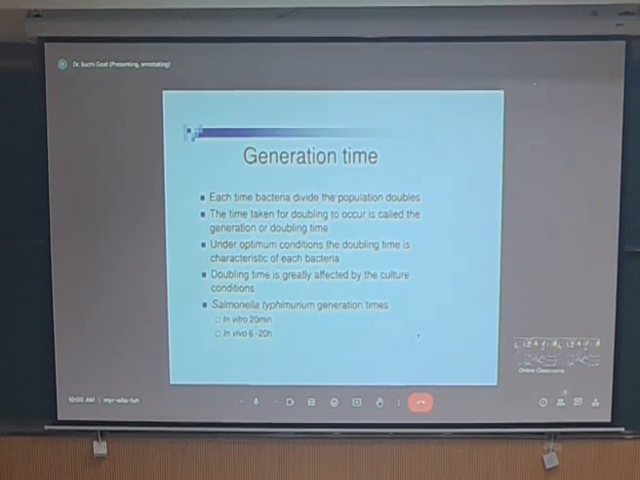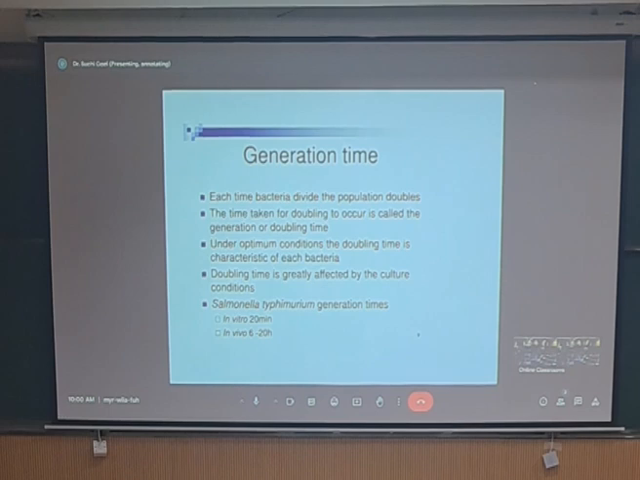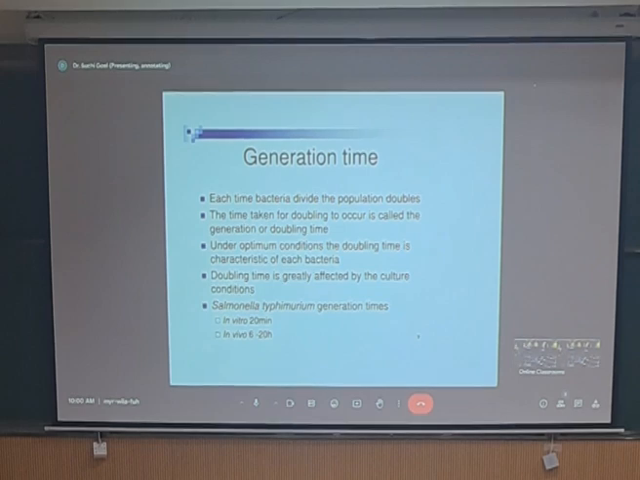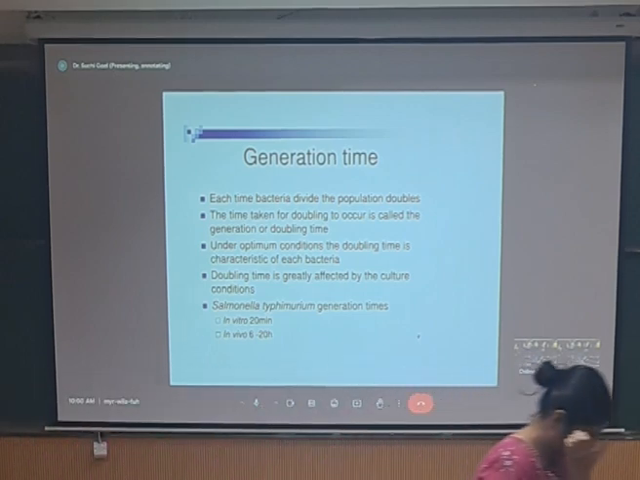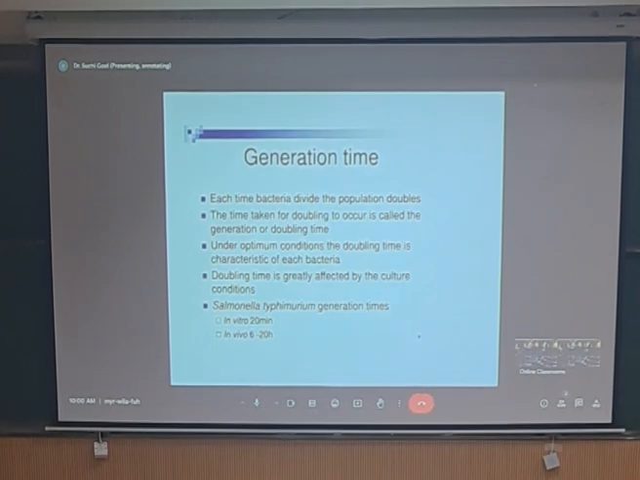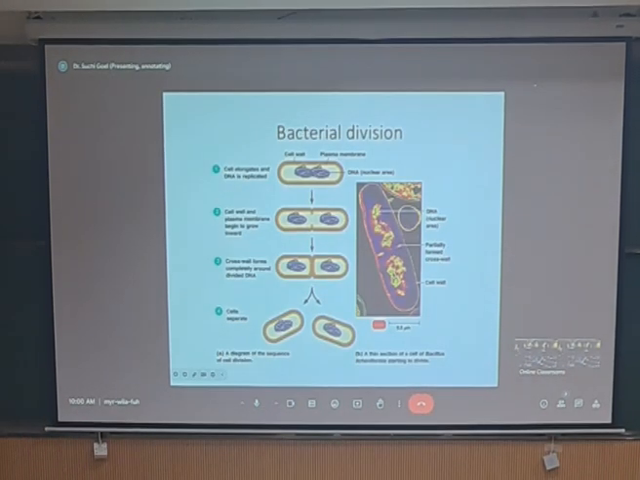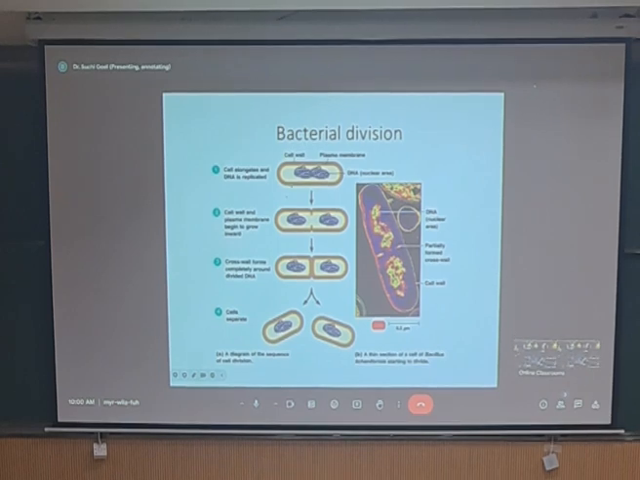If I am going from one bacteria, then based on the generation time, I will have two bacteria. Now based on the generation time, I will have four bacteria. And the time varies from one bacteria to another bacteria. It means the time the cell takes to elongate and divide into two is different from one bacteria to another.